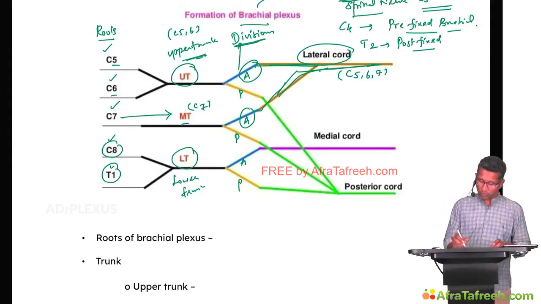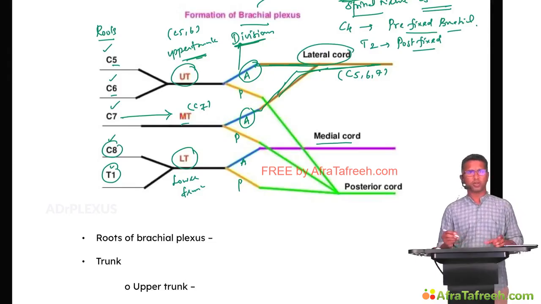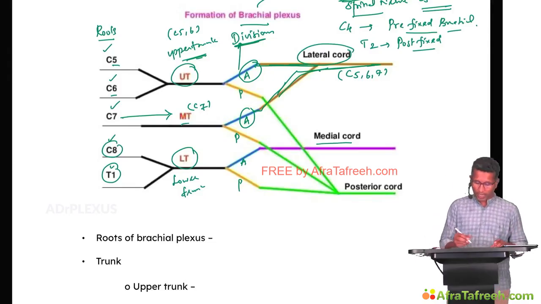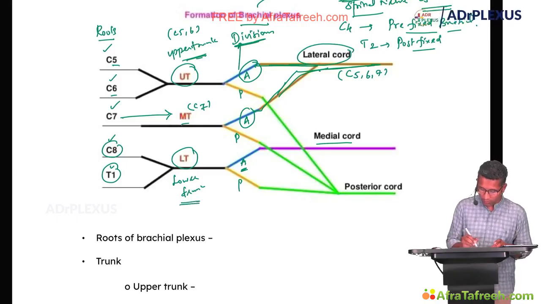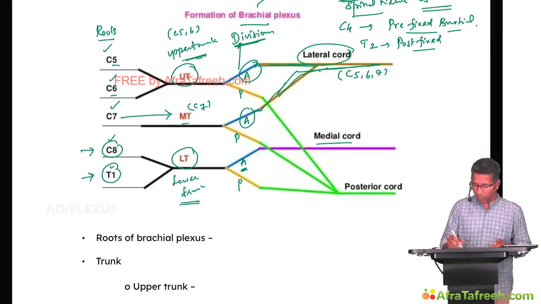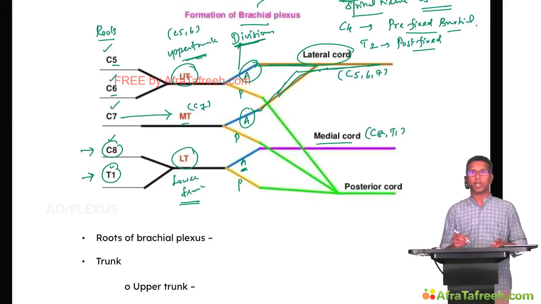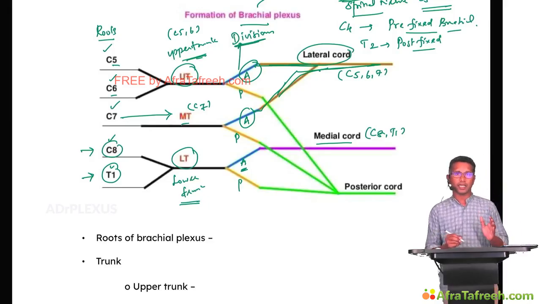Now coming to the formation of the medial cord, guys. How is the medial cord formed? The medial cord is formed by the anterior division of the lower trunk. How is the lower trunk formed? The lower trunk is formed by the fusion of C8 and T1. So the medial cord root value will be C8 and T1. So the nerves arising from the medial cord will have the root value C8 and T1, guys.